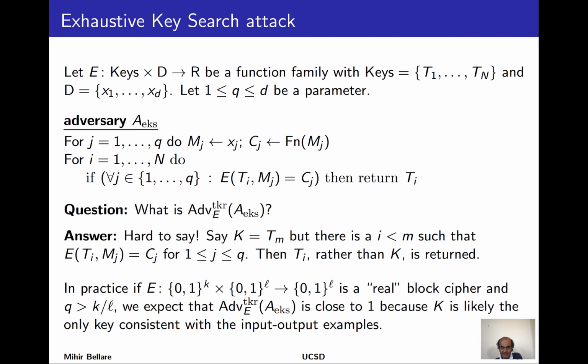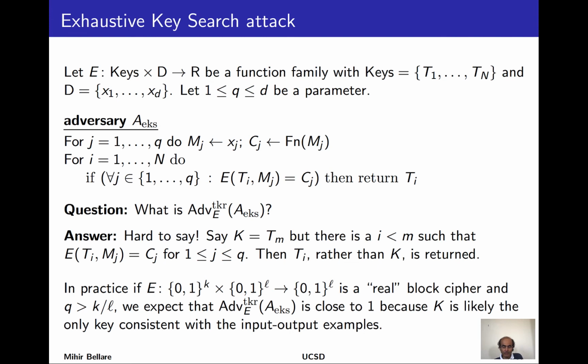But the fact is, it's rather difficult in general to know how likely that is. For example, for DES, I don't know how often it happens. And as a result of that, we have a hard time knowing what this advantage actually is. So I can't look at a block cipher or family of functions like DES and say, oh, for exhaustive key search, the TKR advantage has the following value. I really don't know what it is.